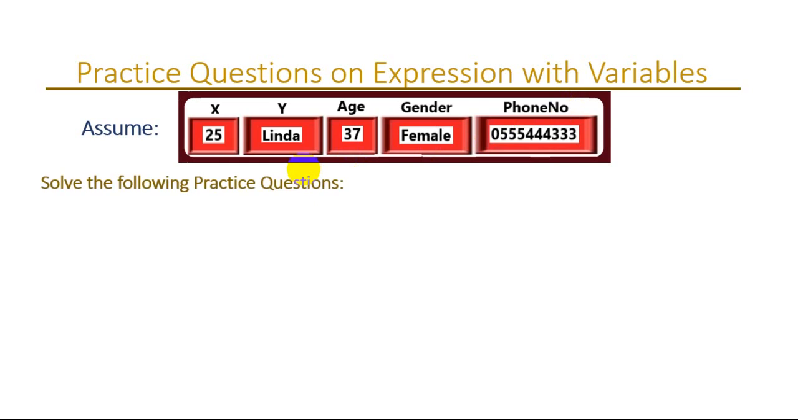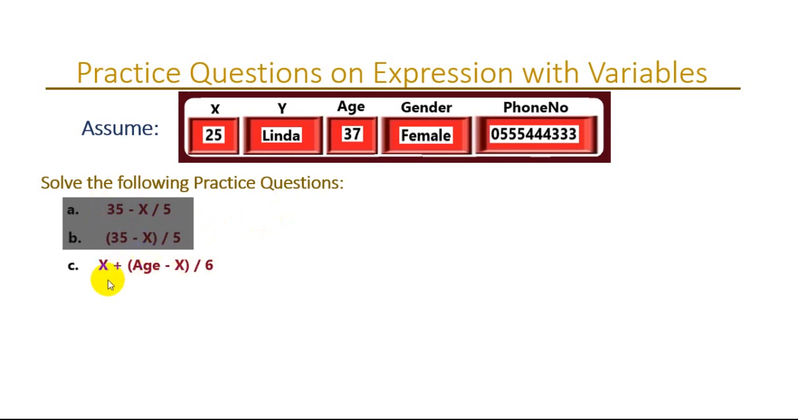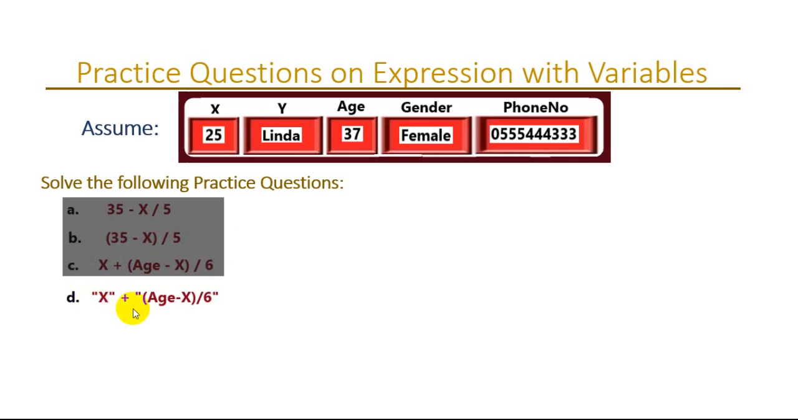Okay, so let's start. The questions are: number one, 35 minus x divided by 5. The next question is the same as the first one, but this time 35 minus x is within brackets. Then the third one is x plus age minus x, where age minus x is within brackets, divided by 6. D is x in double quotes and age minus x divided by 6 also in double quotes, so both parts are within double quotes. E, the entire thing is within double quotes.